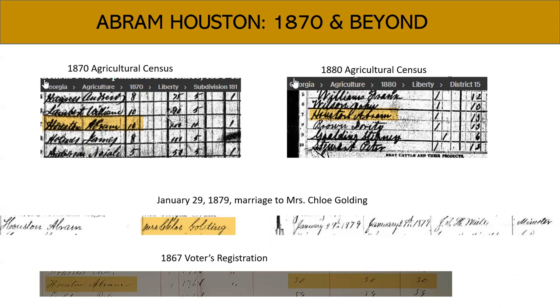I found that in 1879, Abram Houston married Mrs. Chloe Golding, so that explains the different wife's name in 1880. I'm assuming that Margaret, his first wife, died because I found no record of a divorce. The 1870 and 1880 agricultural census records show that Abram Houston owned about 10 to 15 acres of land at that time. And the 1867 voters registration records showed that he was about 30 years old, or at least had lived in Liberty County for about 30 years at that time.